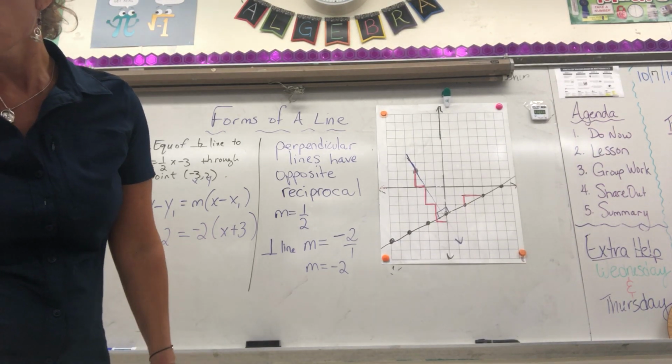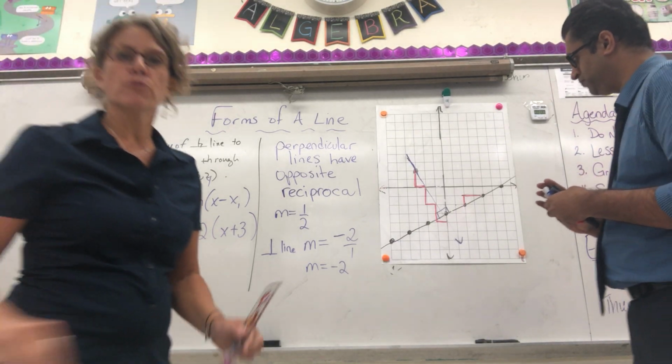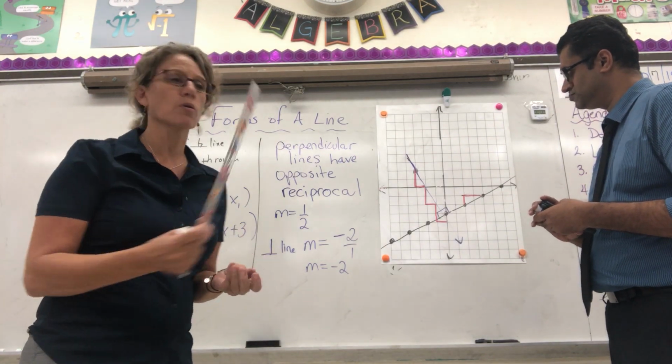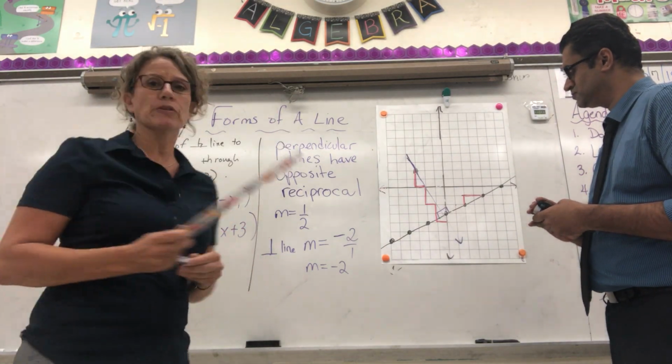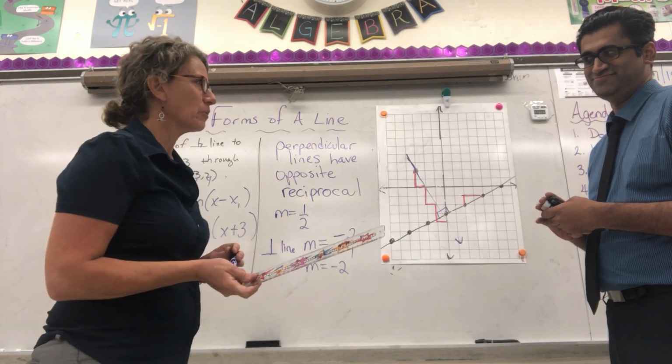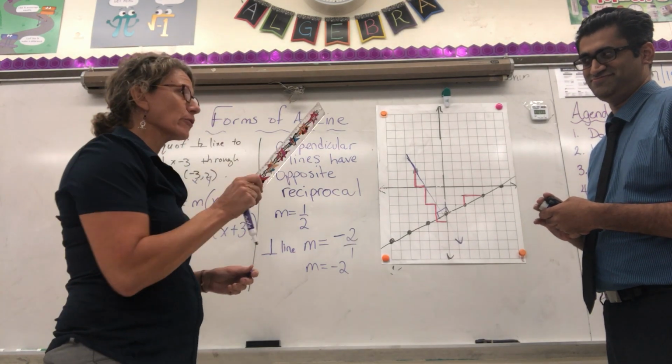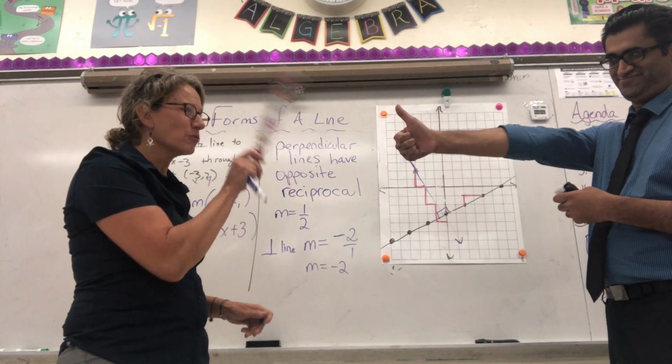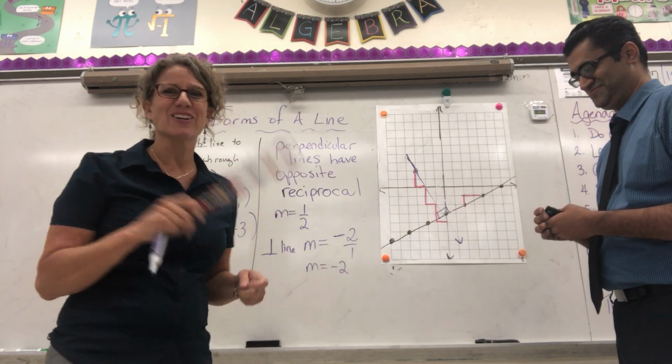Okay, so that is all we have for today's lesson on forms of a line. I hope I've converted you to realize that the point slope form is the preferred and superior form of a line.